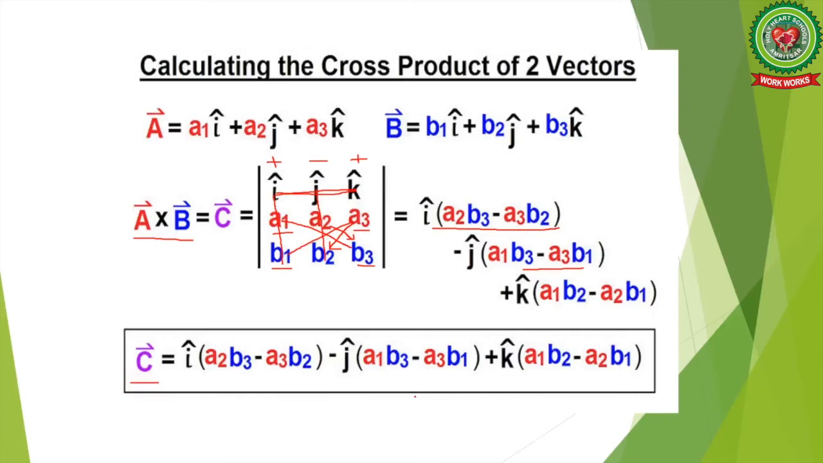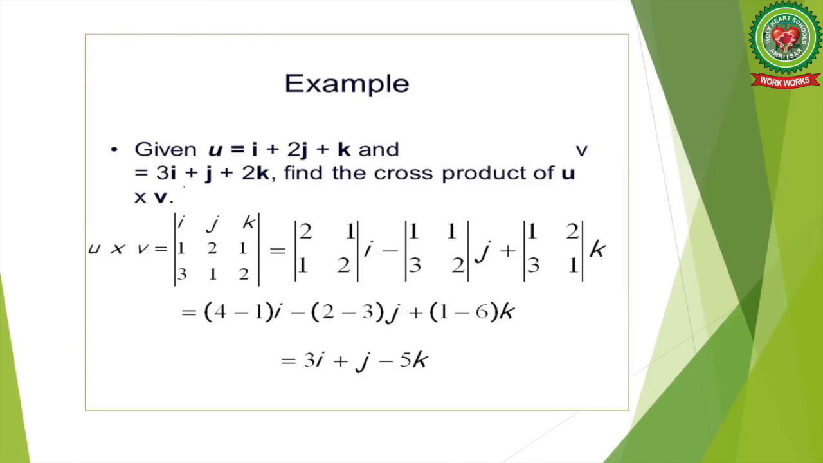Alright. If you are getting confused, let's take one example. Given U is equal to I plus 2J plus K and V is 3I plus J plus 2K. Find the cross product of U and V. First of all, I, J, K on the top. For I you take plus, J minus, and K again plus. The coefficients of U are I 1, J 2, K 1. For V, 3, 1, 2. Why have we written U first and V afterwards? Because it is U cross V. First you write the values of U and then the values of V.